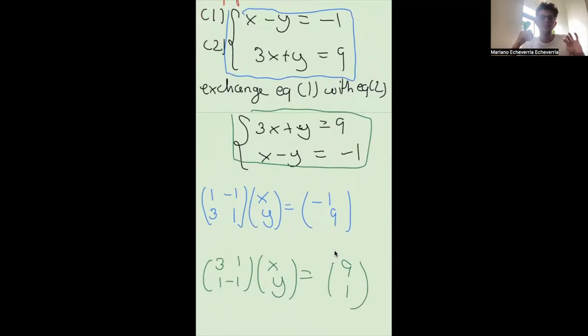So in terms of the matrices, what's the effect of changing the order of equation 1 with equation 2? How is that reflected in terms of the matrices?